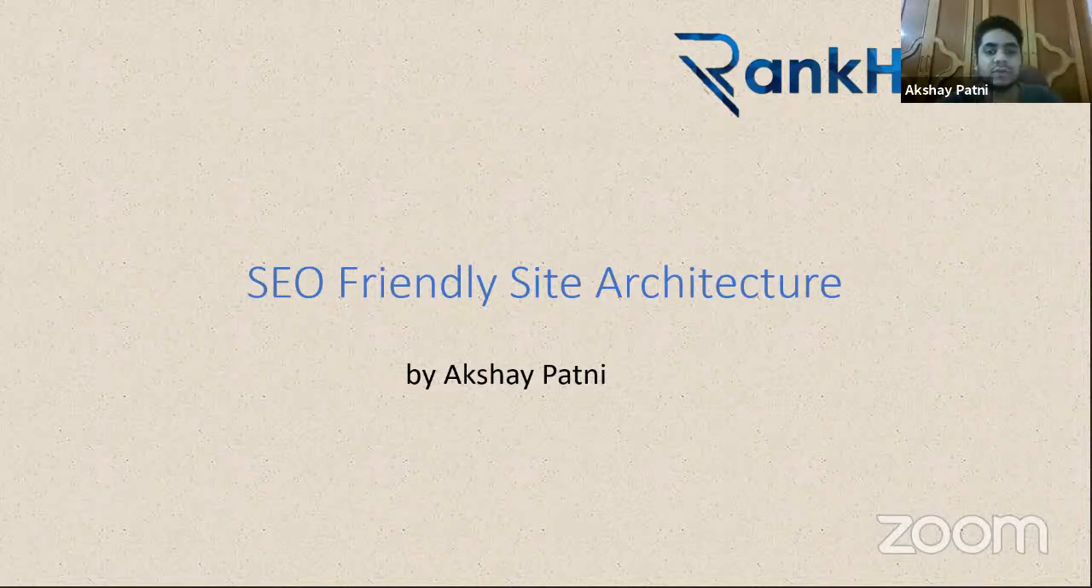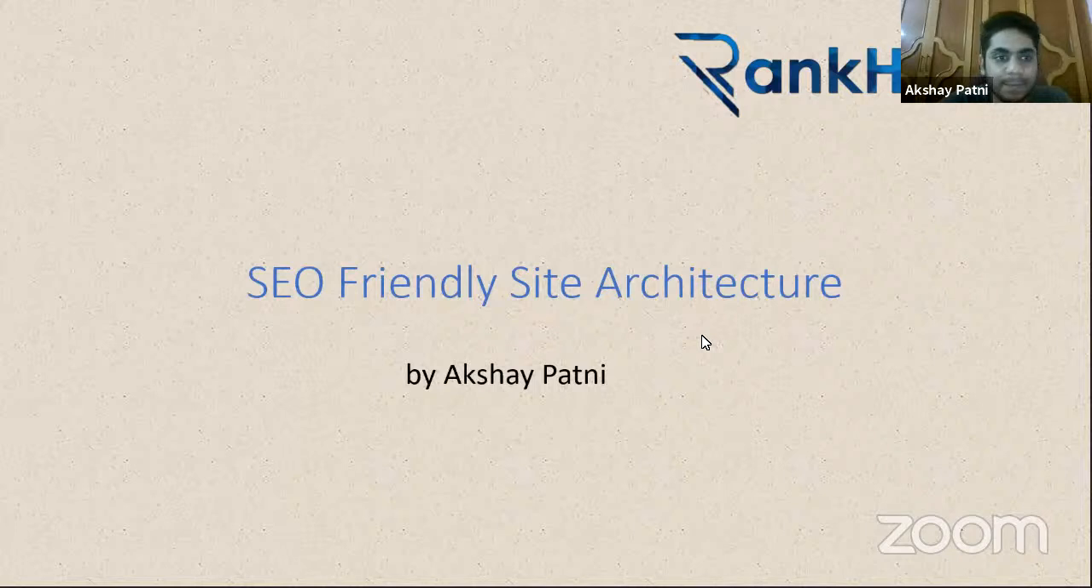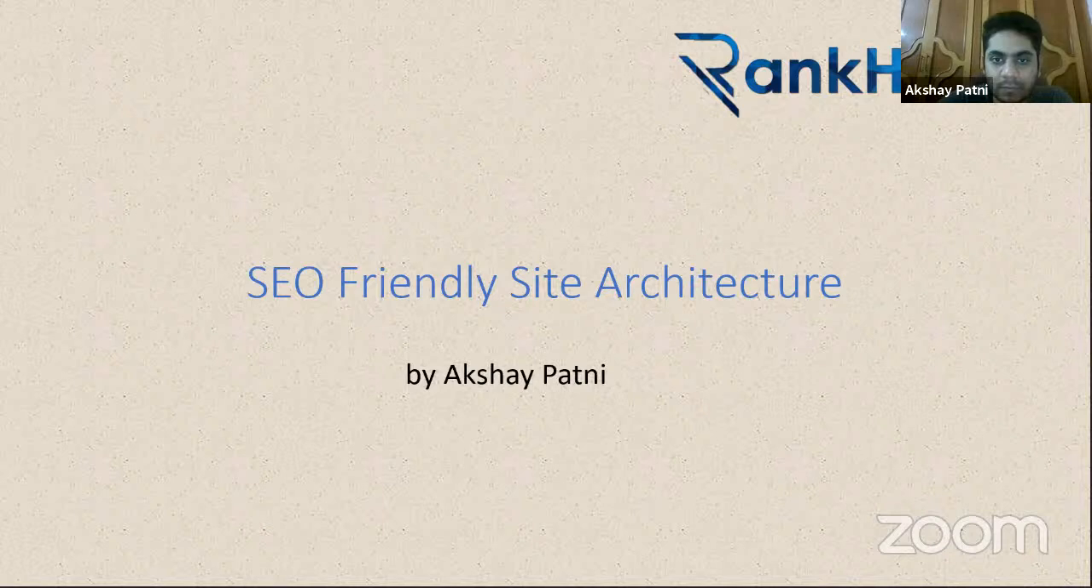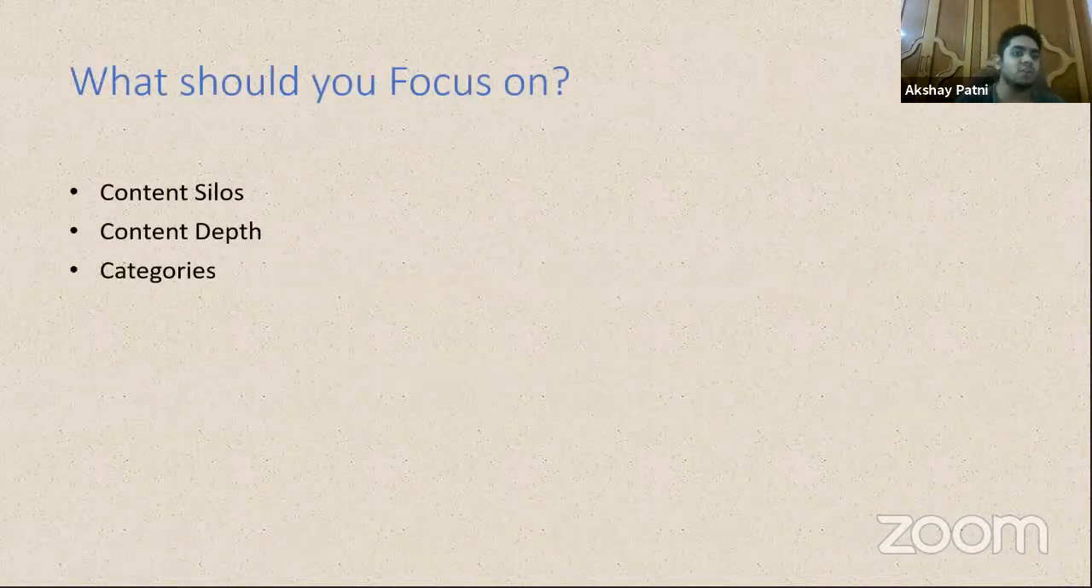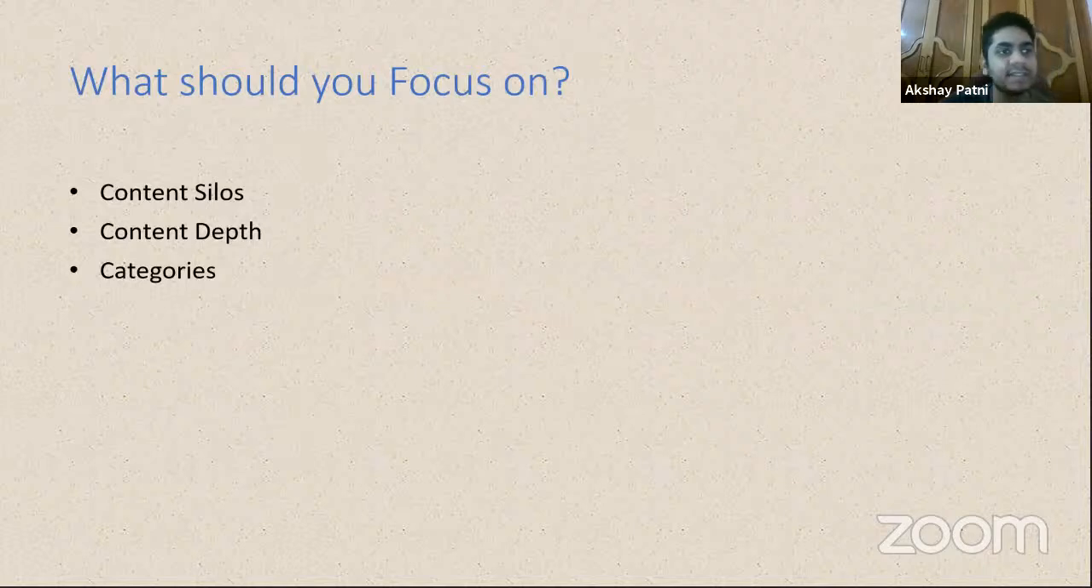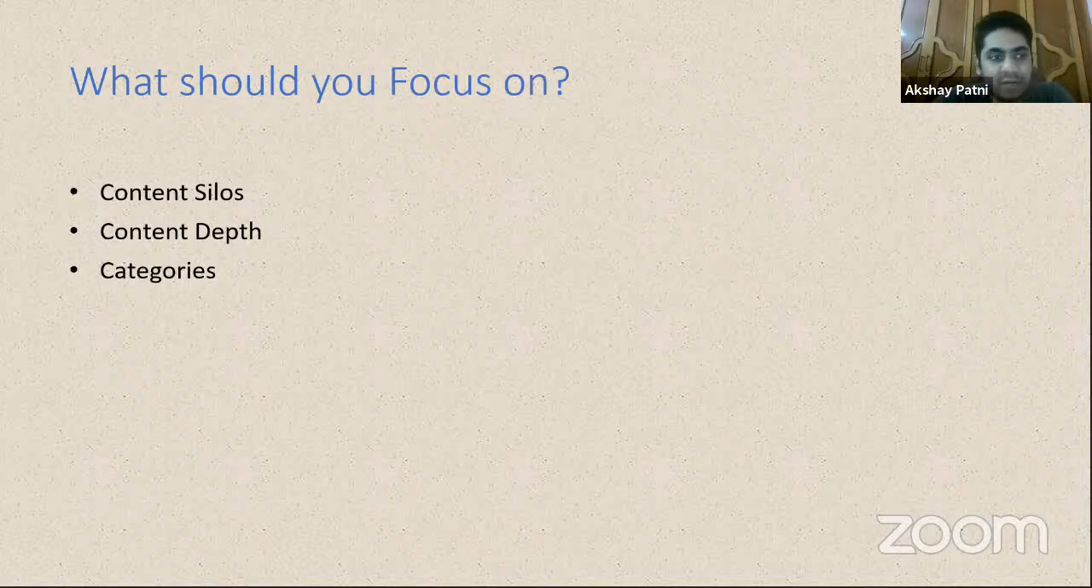Okay, fine. So the next thing I will take up is an SEO friendly site structure, and what we need to do in that. One second, hold on. So what should you focus on? Here are the three things you should mainly focus on: your content silos, content depth, and categories. Content silos, what is it?